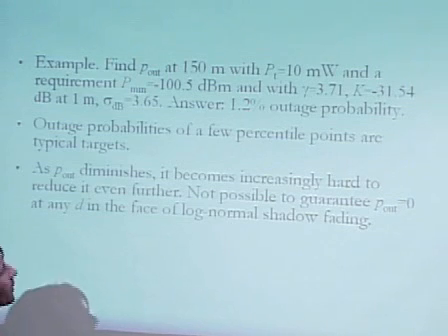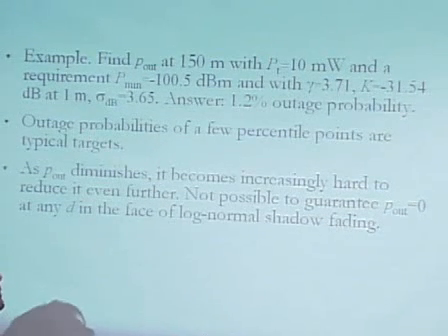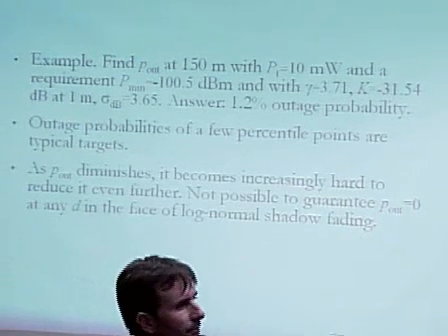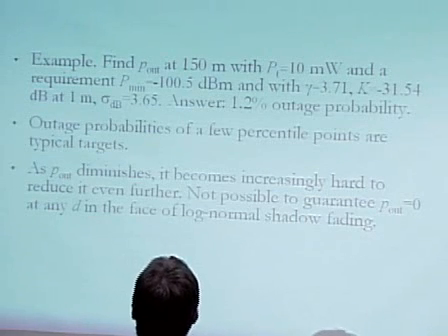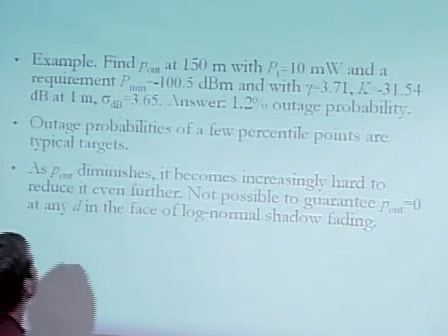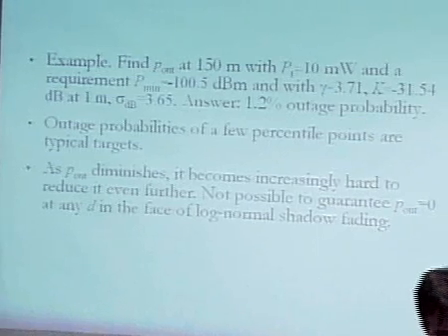And here you can see, for example, the intercept is minus 31.54 dB at 1 meter. That's probably taken from one of the models. All right. And shadow fading has a deviation of 3.65 dB. So, in fact, here you have all the information. You just have to plug in these numbers.